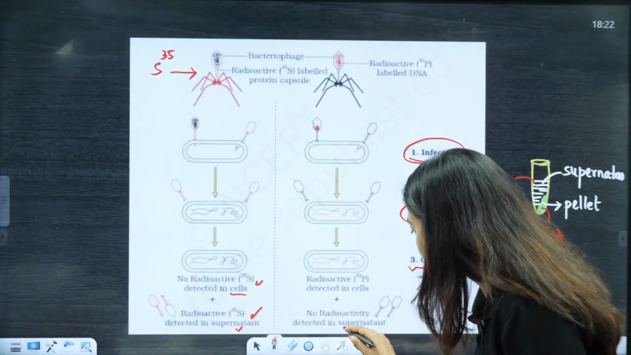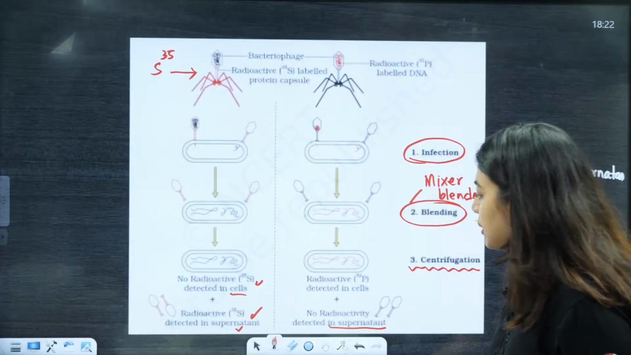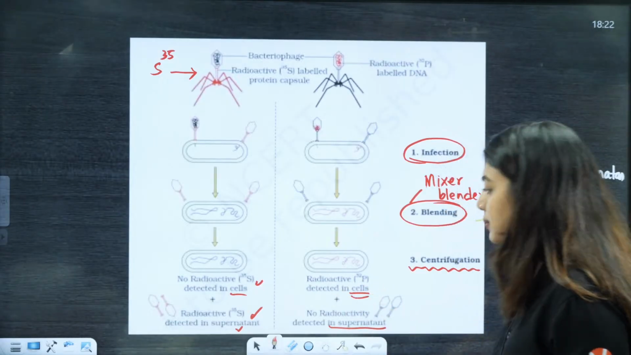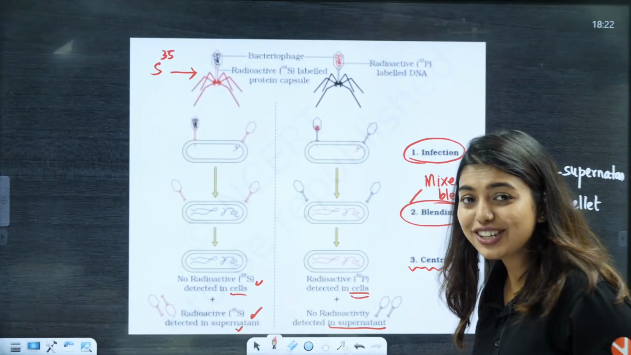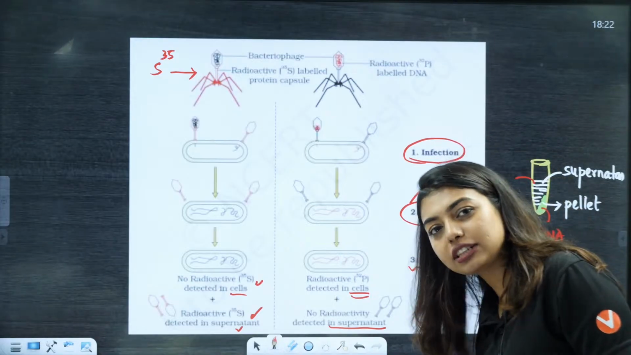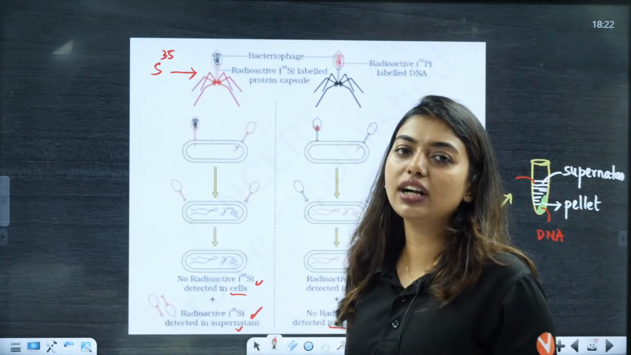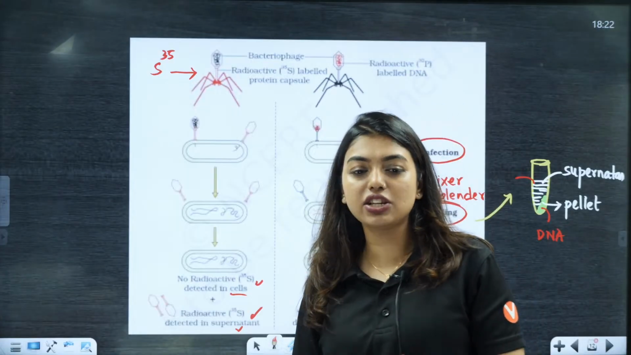No radioactivity detected in the supernatant. Radioactivity detected in the cell. Why? Because the genetic material got inside, and that was radioactively labeled. So we understood that radioactivity got into the cell. So obviously DNA is the genetic material.